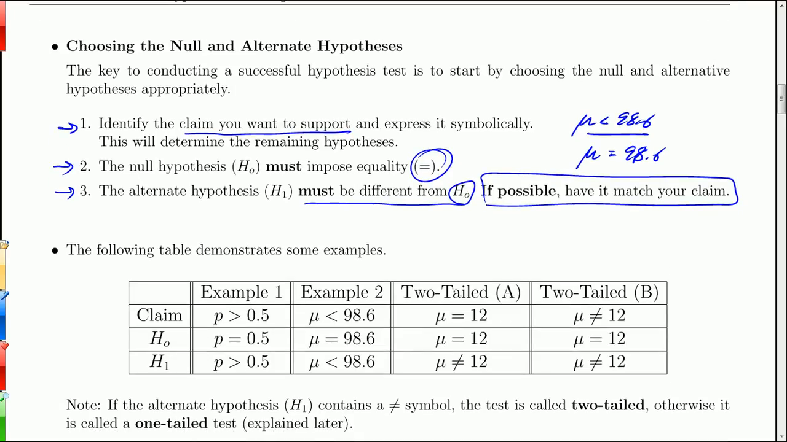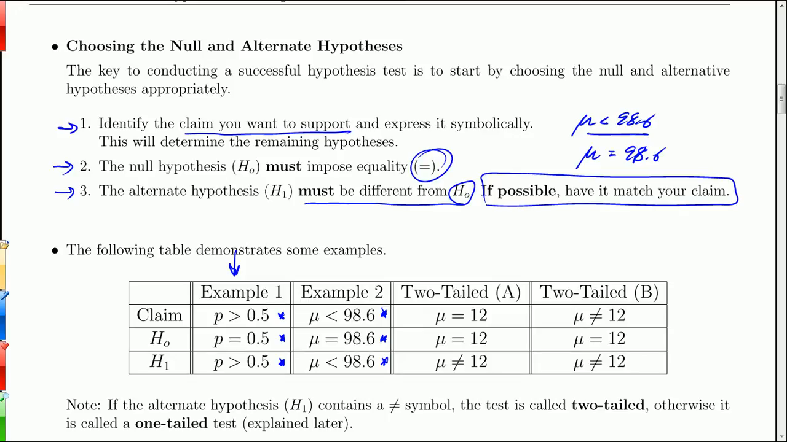For example 1, our claim was that P is greater than 0.5, representing that most commuters use cell phones. The null hypothesis gets the equal sign, and the alternate gets the claim because it's different from the null. In the second one, the mean body temperature is less than 98.6 is the claim. The null gets the equal sign, and the alternate is the same as the claim. Because it's different than the null, I'm good to go.